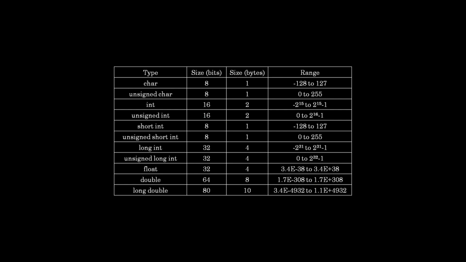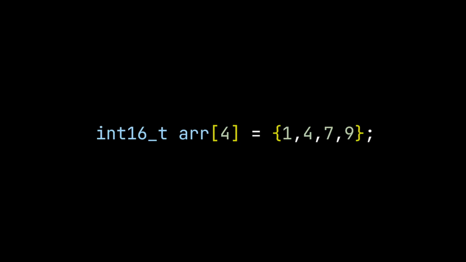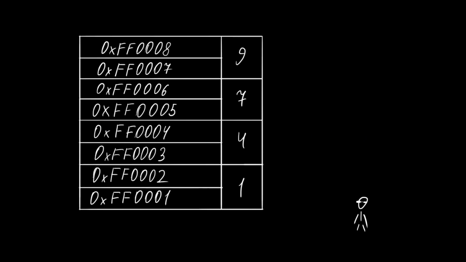Let's have a look at some imaginary program memory. We created an array with 4 values. Each value is a 16-bit integer, thus, each value has to use 2 bytes. And it looks like this.